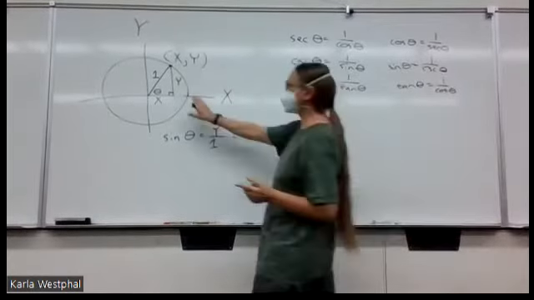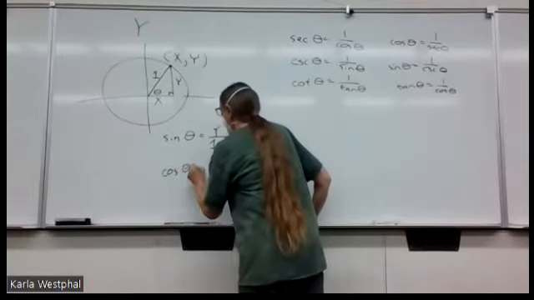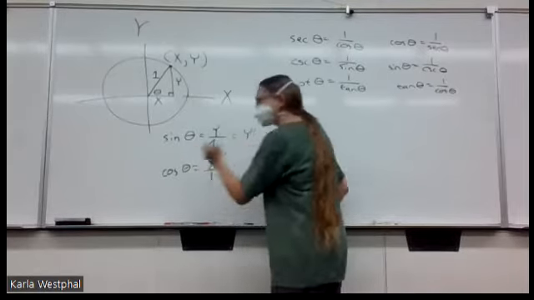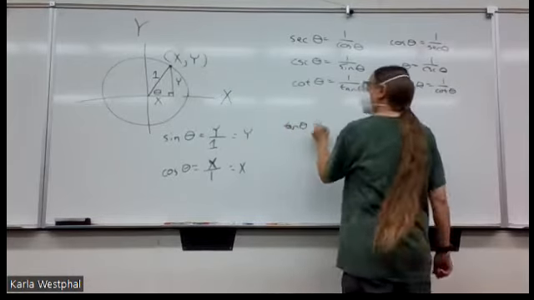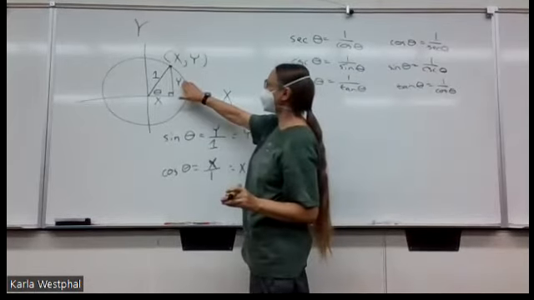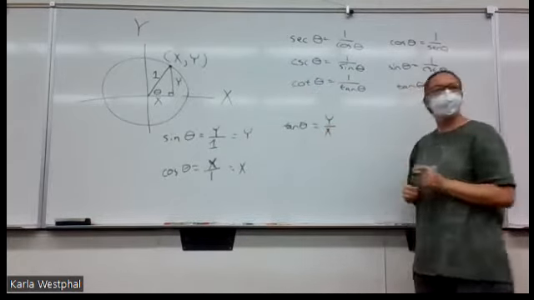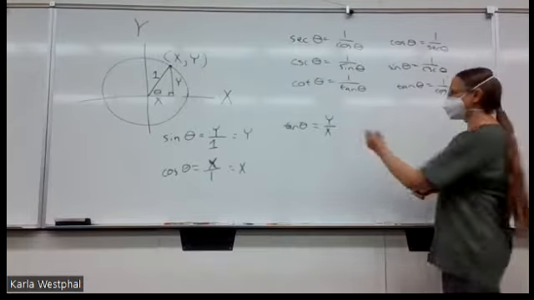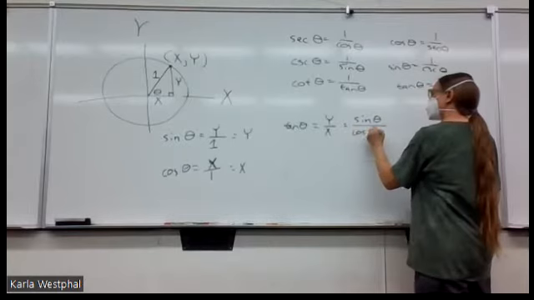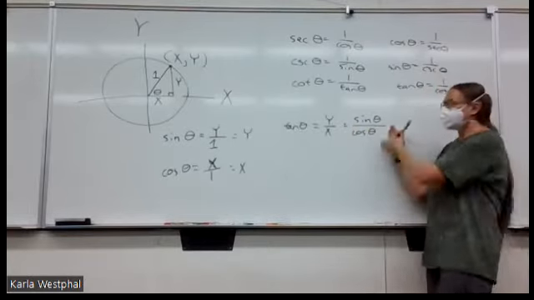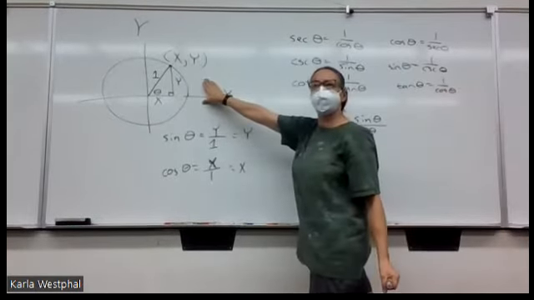But if I take a look here, if I just continue with my SOHCAHTOA, cosine of theta would be x over 1, because it's adjacent over hypotenuse, which is x. And tangent of theta is opposite over adjacent. That's going to be y over x. Oh my goodness. That's sine of theta over cosine of theta. So that follows directly from this picture.